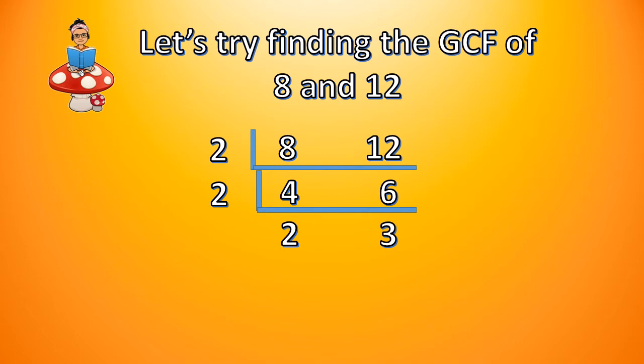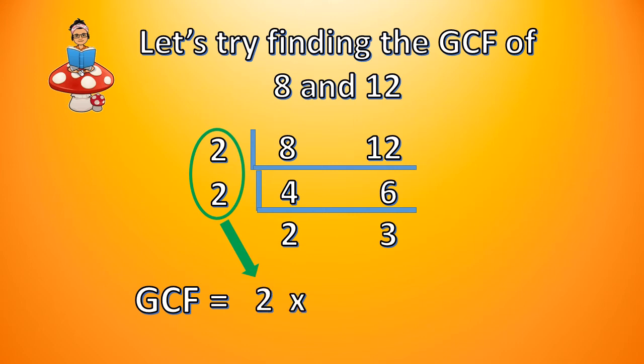Meaning, we stop here. And how do we get the GCF? We simply multiply these common factors or the divisors we used. 2 times 2, and 2 times 2, we get 4. So the greatest common factor of 8 and 12 is 4. Did you get that?